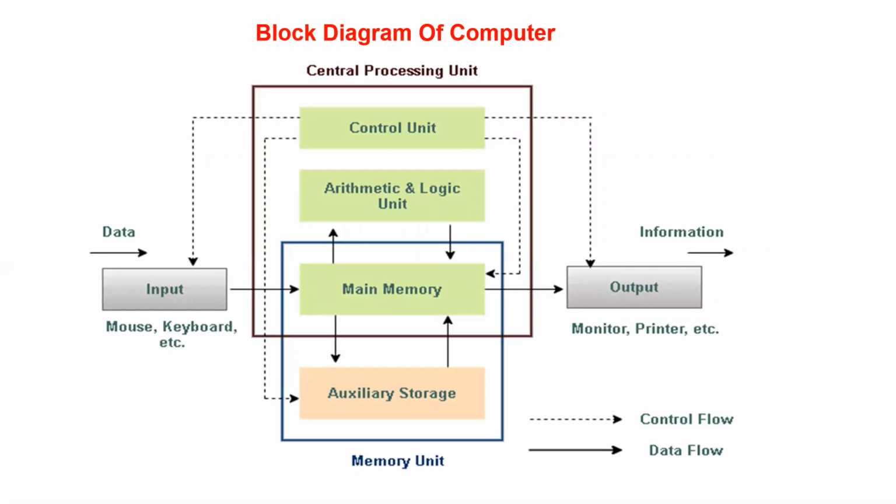We will see the block diagram of a computer, which consists of input and output along with the central processing unit. The central processing unit consists of different sections: the control unit, the arithmetic and logical unit, the main memory section, and the auxiliary storage, which is also called the memory unit.